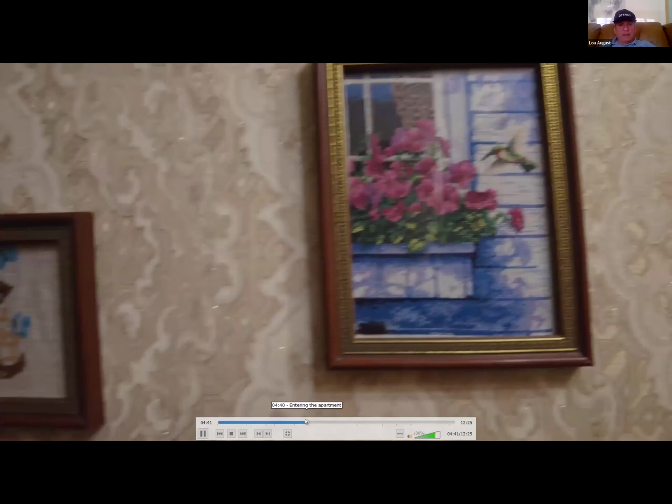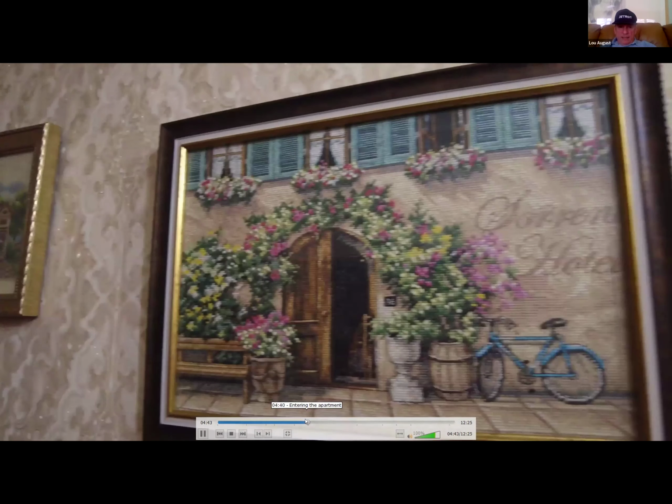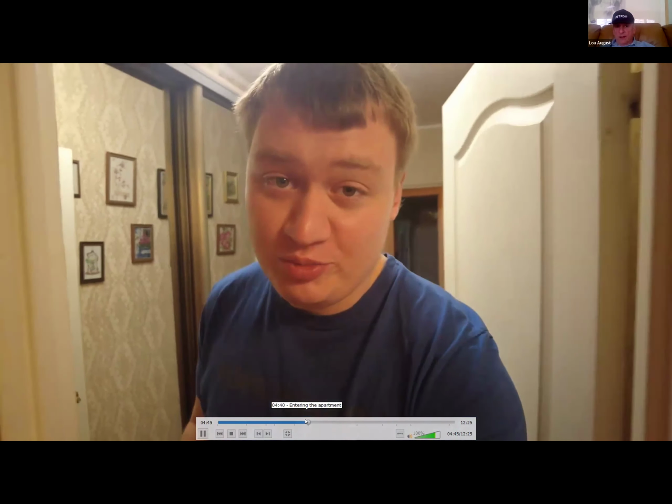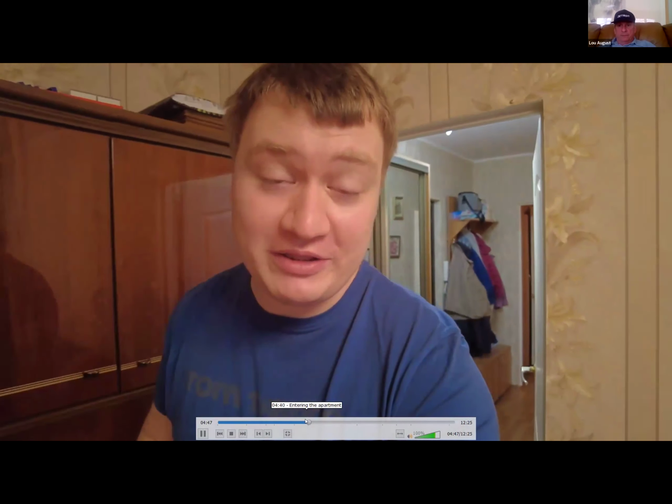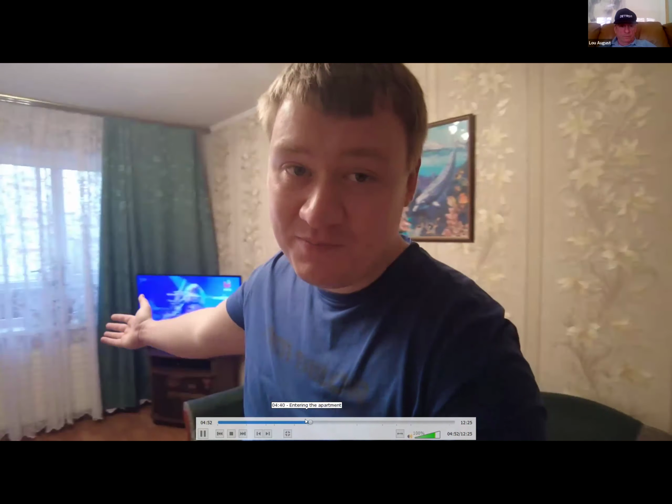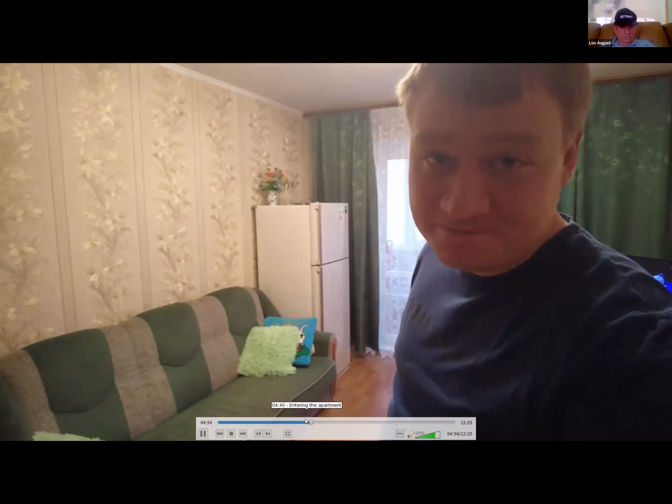You may see some embroidery made by my wife some years ago inside the house. Right now, we are entering the living room, and this is the biggest room in the flat. Because the main purpose of this room is just to watch TV and to have some guests. Having guests nowadays, and especially in the USSR times, was a big event.